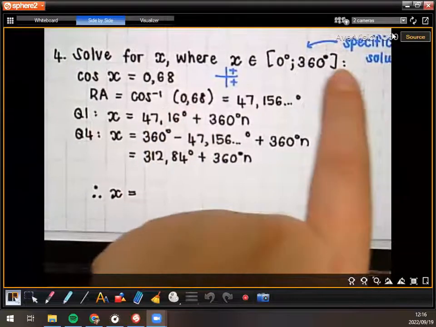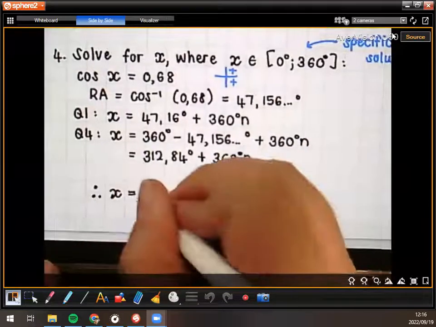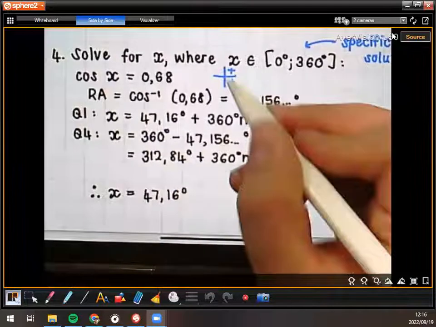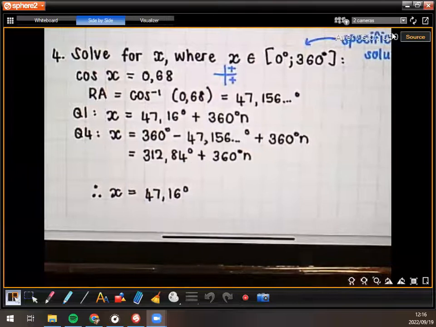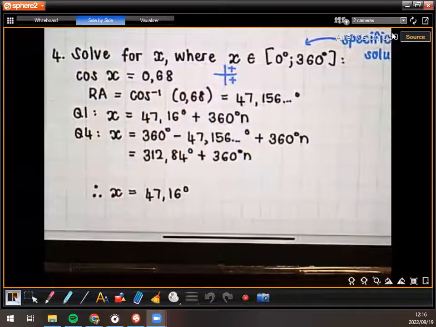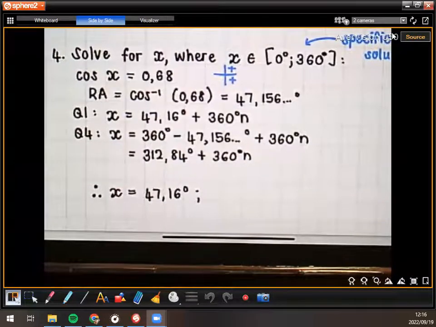47,16. Does that fall between 0 and 360? Yes. So that is going to be a solution. Do you guys see that is the first quadrant solution that I spoke about at first? You have to get an angle that's either in the first quadrant or in the fourth quadrant, because that's the only way that cos will be positive. Okay. Now you're going to use a semicolon because that's not going to be the only answer here.